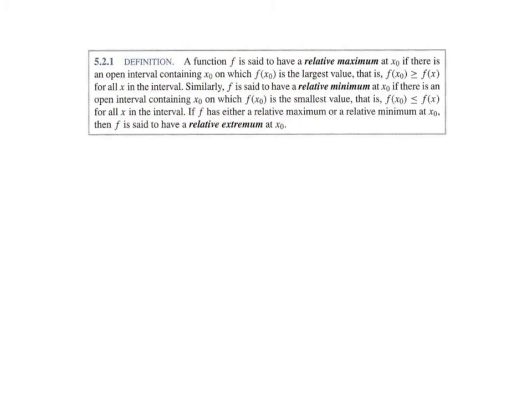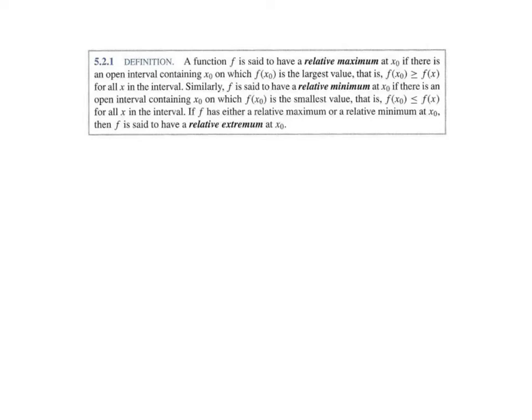All right, let's read this one together. A function f is said to have a relative maximum at x sub 0 if there is an open interval containing x sub 0 on which f of x sub 0, which means the corresponding y-coordinate for x sub 0, is the largest value. That is, f of x sub 0, also known as y sub 0, is greater than or equal to f of x for all x in the interval. Similarly for relative min.